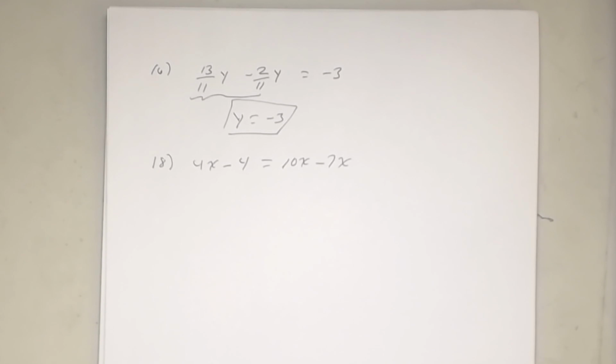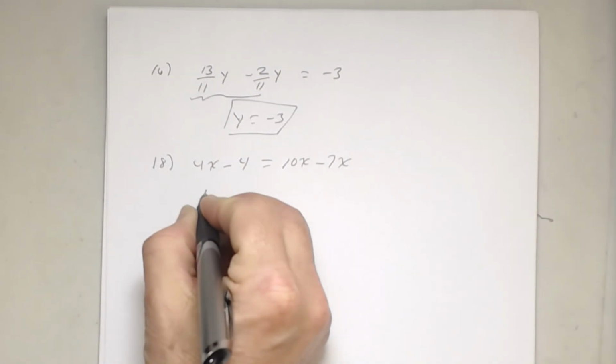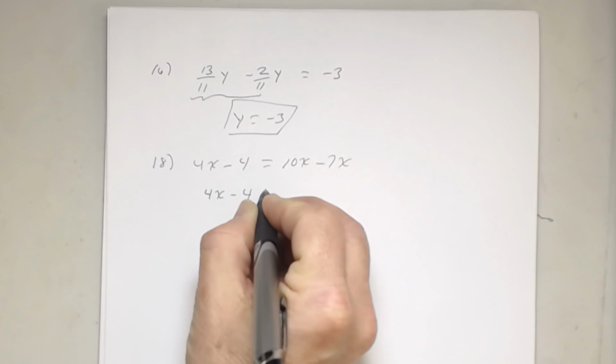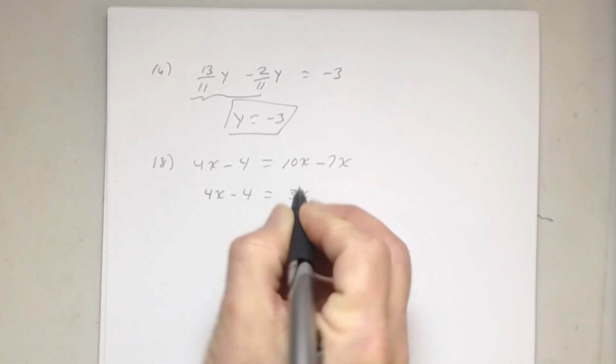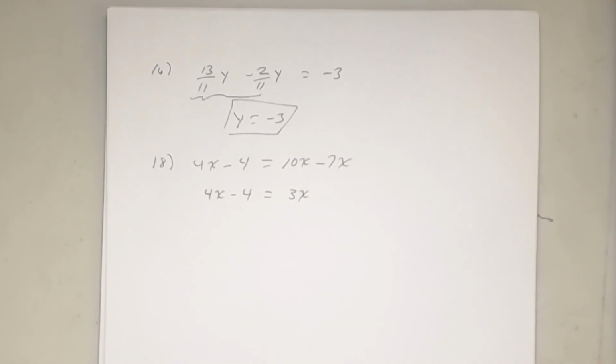Can I combine like terms anywhere? Yes. On which side? Right side. So what's 10x minus 7x? 3x. All right, so I get 4x minus 4 equals 3x. Okay, now, we haven't talked about the multiplication property of equality yet. So I'm going to do it this way, and then I'm going to come back and do it once we talk about the multiplication property.